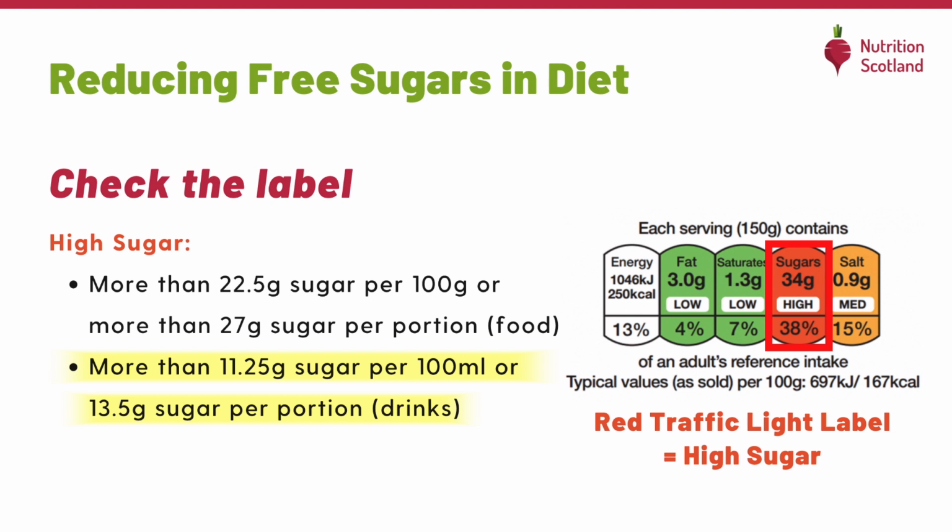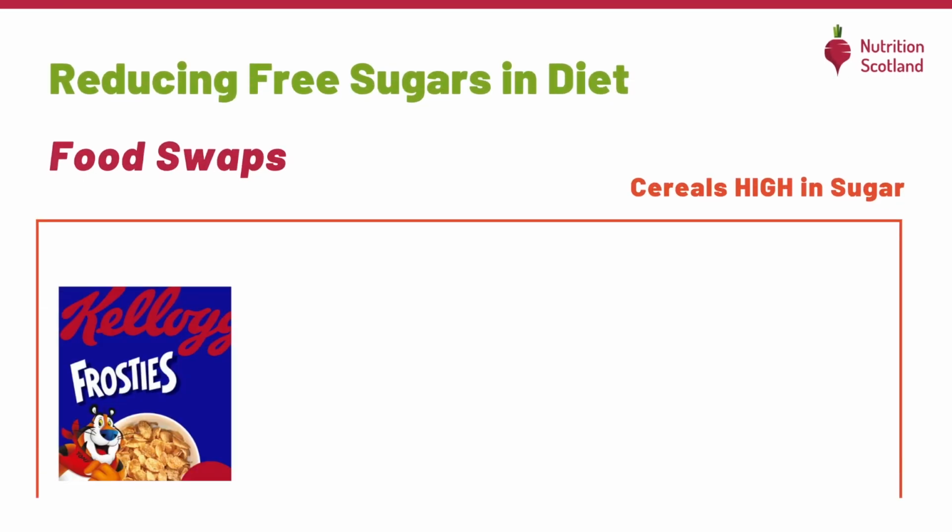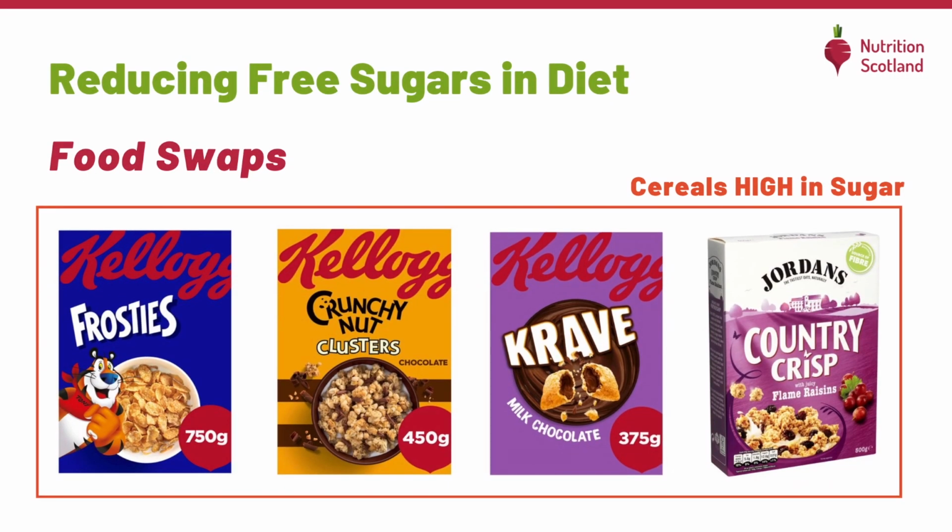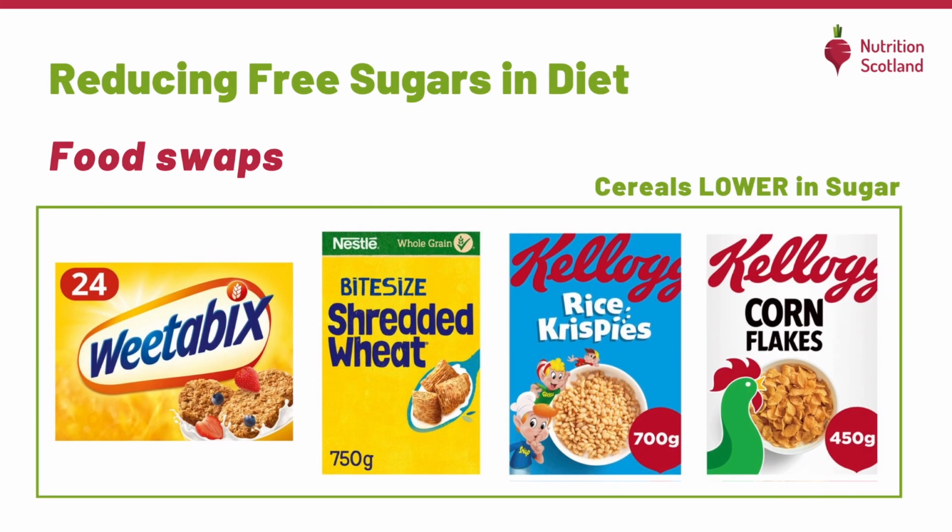This is a really simple way to check if something is high in sugar, which is useful when trying to reduce your sugar intake. We can also reduce our sugar intake by making conscious food swaps when we go shopping. Using breakfast cereal as an example, we can swap these high sugar breakfast cereals for lower sugar alternatives. These are just some of the examples of breakfast cereals that are much lower in sugar compared to the ones that were in the previous slide.